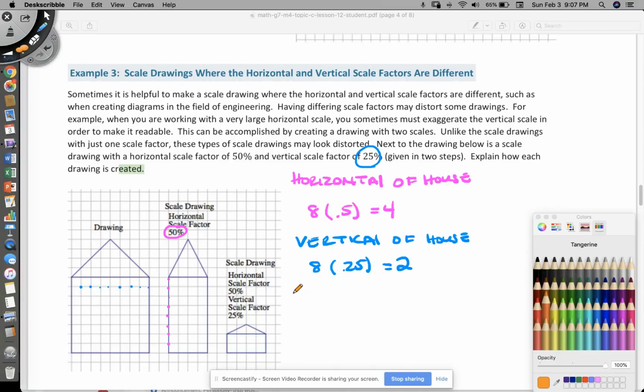All right, and then we have the vertical top of the house. All right, and the vertical top of the house, we have as 1, 2, 3, 4. And again, we're going to say 4 times 0.25, which gives us 1. All right, so if we were to create this new drawing, those would be the units that we would use on that one. All right, let's give this another try on exercise 1.